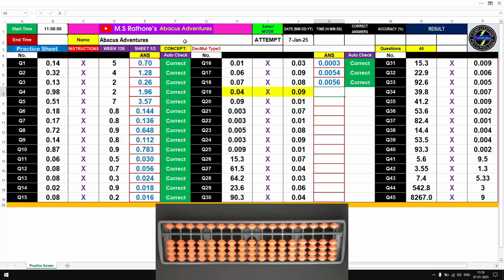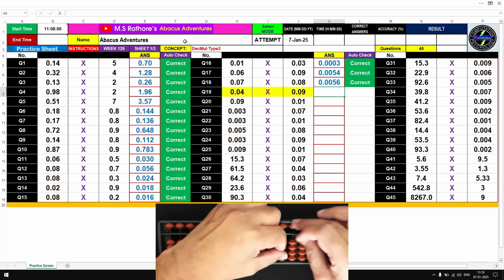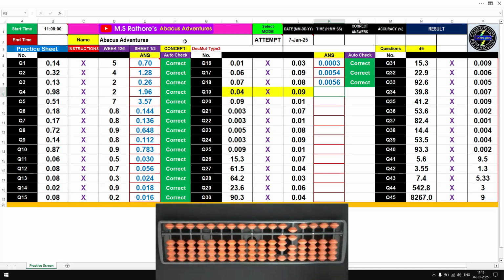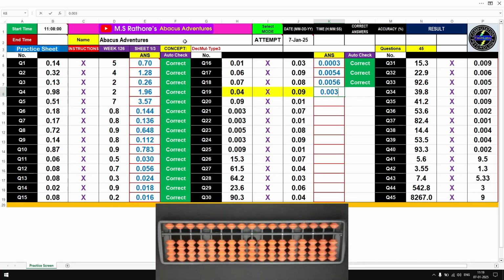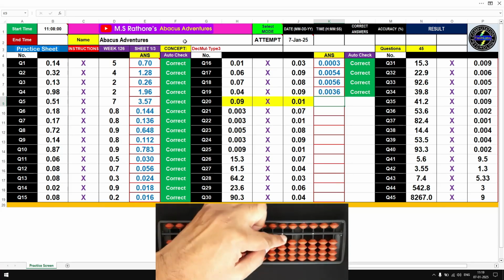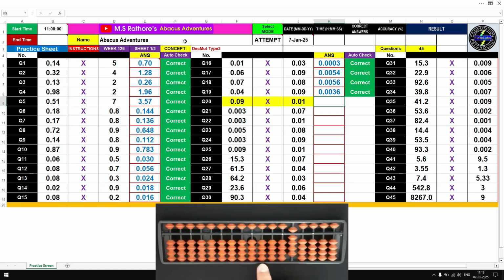Question number 19, 0.04 multiplied by 0.09, beginning from rod number -2. 9 4s are 36 and the answer is 0.0036. Question number 20, 0.09 multiplied by 0.01, beginning from rod number -2. 1 9s are 09 and the answer is 0.0009.